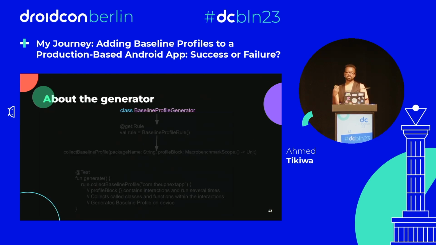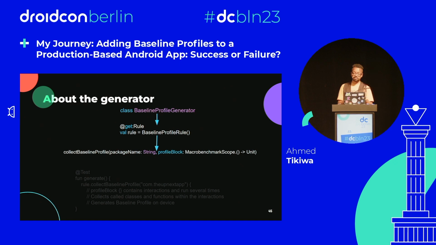And then here's the structure of the baseline profile generator class. So it uses a baseline profile rule, which will contain the necessary code for generating a baseline profile. In particular, we will be using the collect baseline profile method, which is from the rule, which will be used to create the baseline profile. It requires two parameters, the package name for the app and the baseline profile, the app that the baseline profile is being generated for.